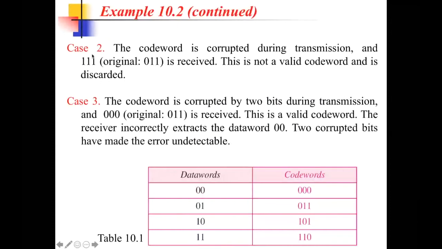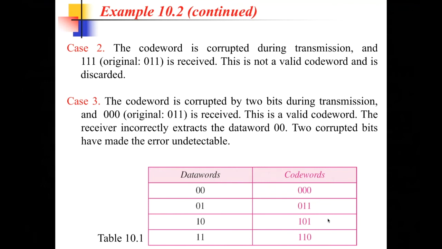Now we consider case number 2. I sent you 011, but due to network error, instead of 011 you received 111. You check now: is this a valid code word or not? You check the table. Is 111 in the table? It is not in the table. So you say this is not a valid code word. This is a corrupted code word.